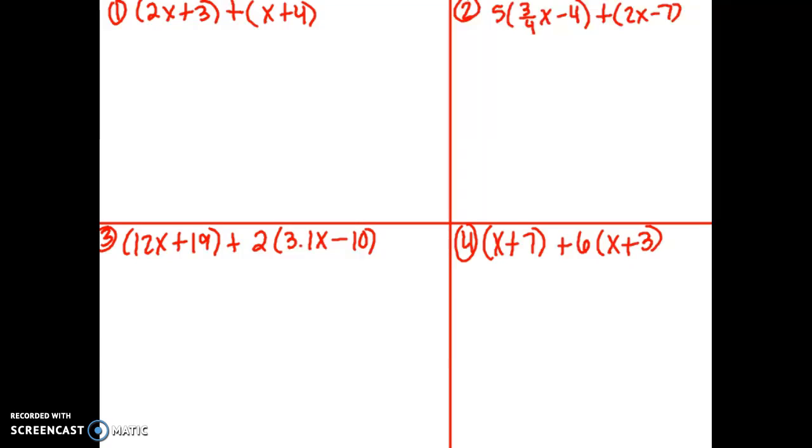Alright, adding and subtracting linear equations. When you add and subtract linear equations, distribute if necessary. So this is just like the distributive property, except for now there's multiple expressions that you're combining. So get rid of the parentheses using the distributive property, and then combine like terms.